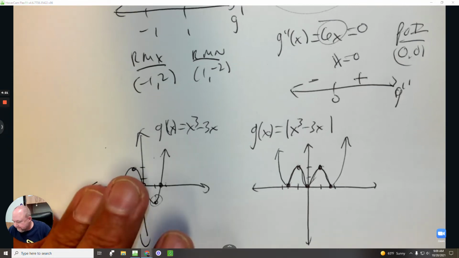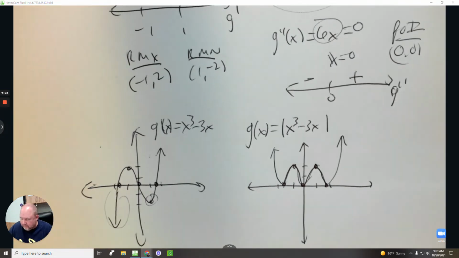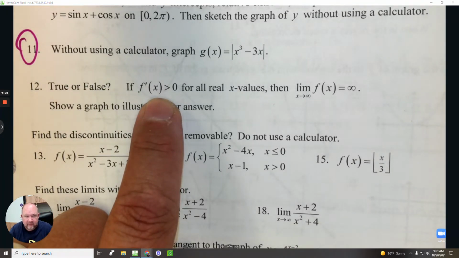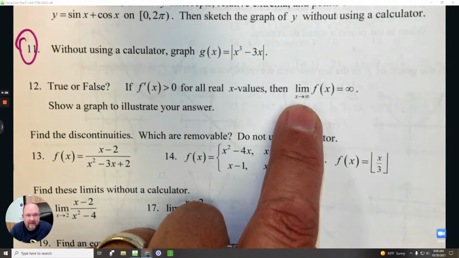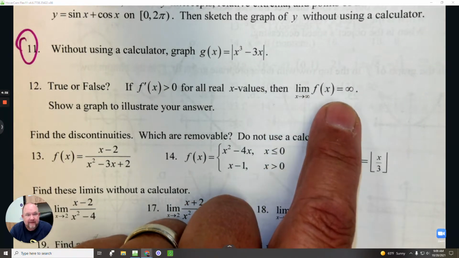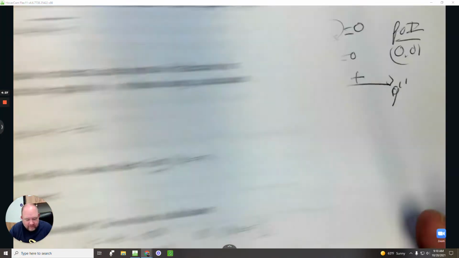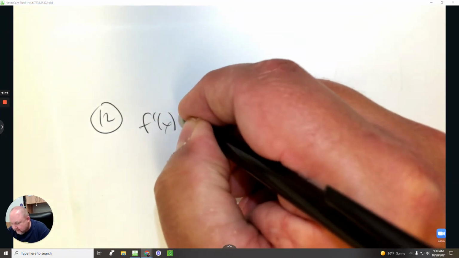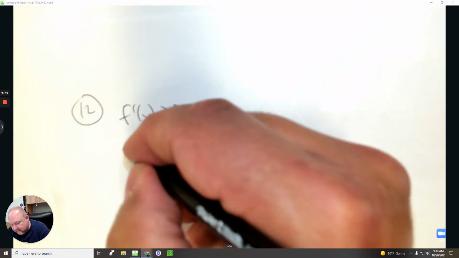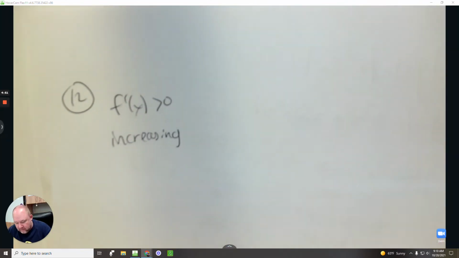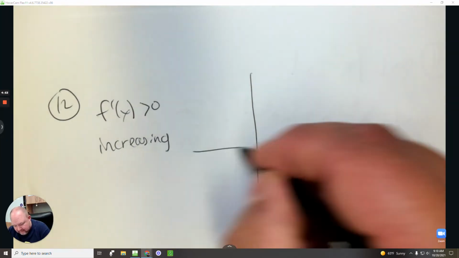All right, number 12. True or false? If the derivative is positive, then the limit as x approaches infinity is infinity, and then show an illustration to your answer. So first of all, that's false. It doesn't have to be true. So let me give you an example of where that wouldn't be true. So it says, if the derivative is greater than 0, so this means that it's increasing. Can you have an increasing function where the right end doesn't go to infinity? That's what it's asking for.